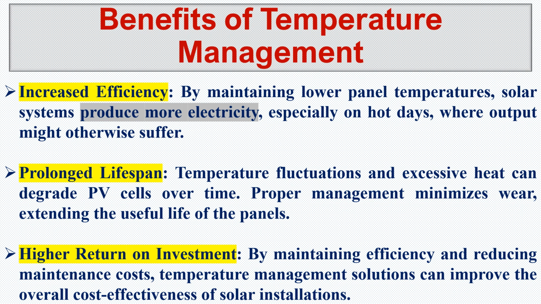So definitely we need to produce more electricity, and in order to produce more electricity, we need to increase the efficiency. The second one is a prolonged lifespan. As I said, if you don't let the panels overheat, the lifespan will be increased. Any device in your house, if you maintain it at a proper temperature, its life will be increased. Even your television or your computer, if it is overheated, it will die soon. So this is the characteristic: lifespan increase.